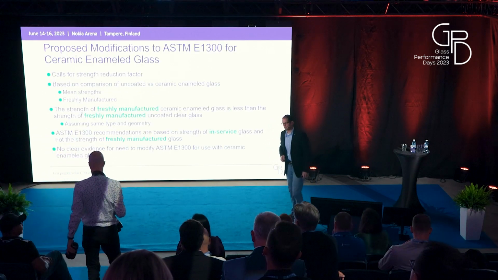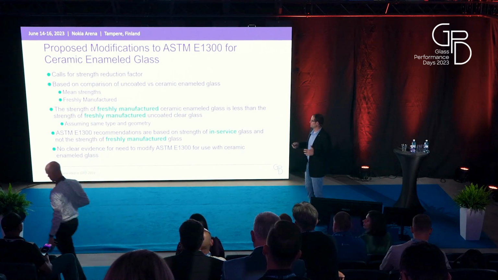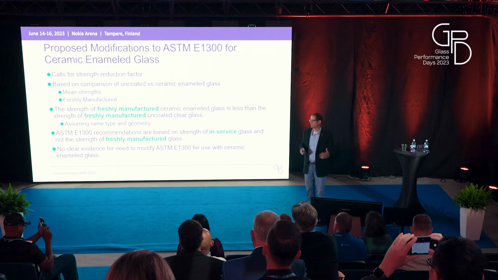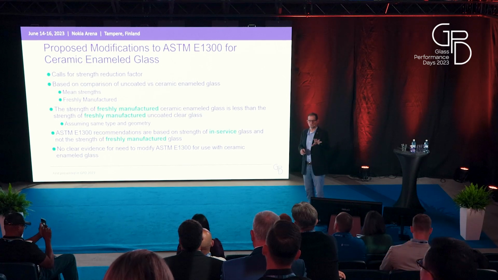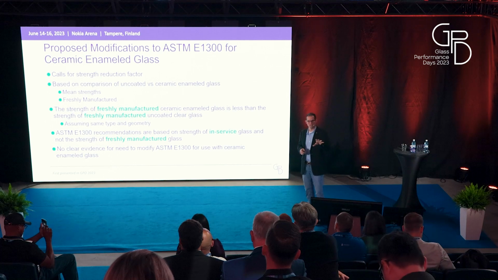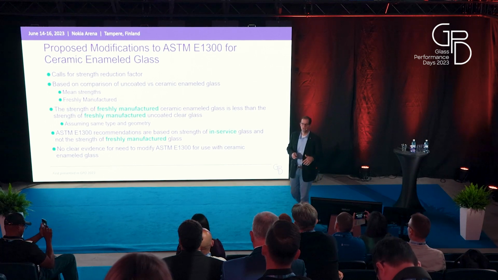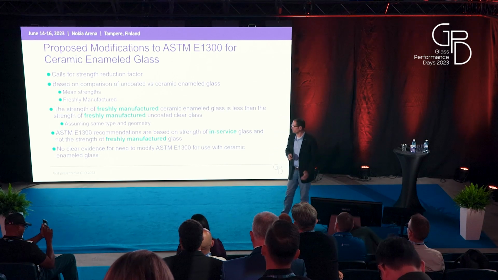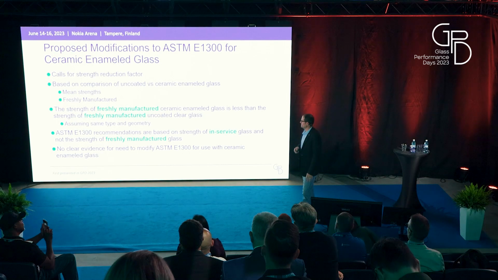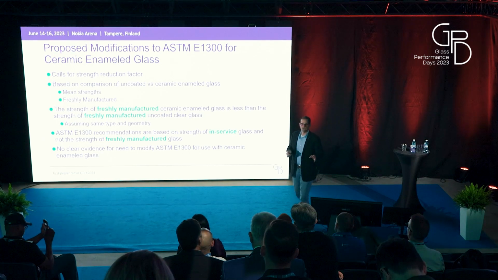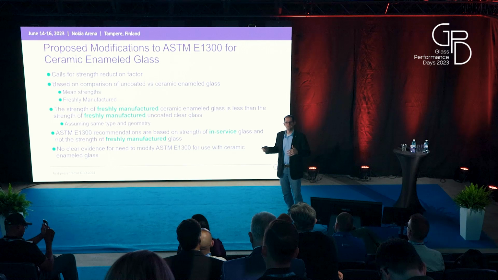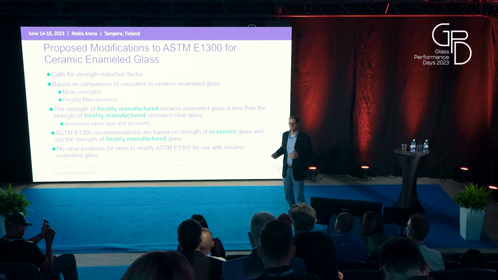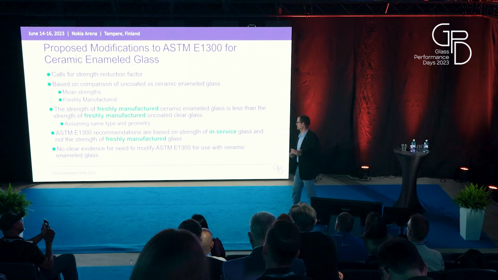So there was a group that was calling for what they termed a strength reduction factor in E1300, and essentially they wanted to take the design pressure in E1300 for a specific thickness of glass and reduce the strength. And I think the original value was around 40%. The issue with that, and clearly the strength of ceramic enamel is less than freshly coated glass, but that's based on the mean strengths of freshly manufactured glass, not necessarily in-service strengths.